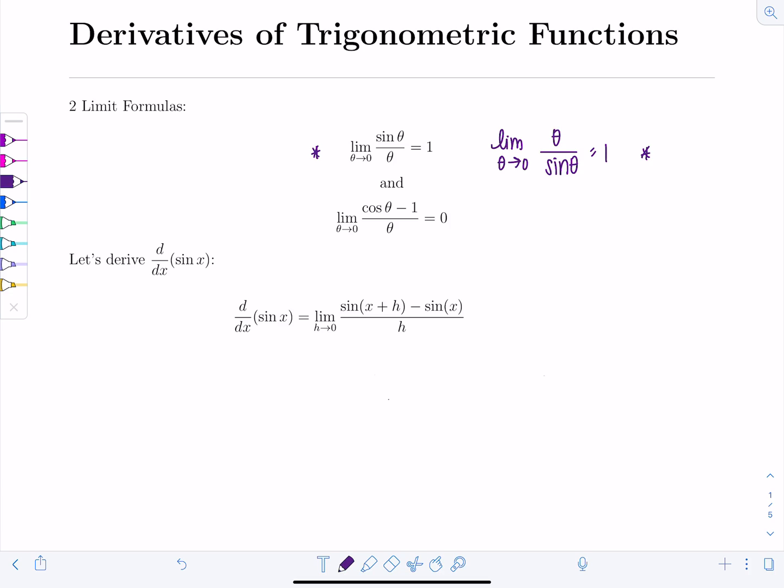So let's derive the derivative with respect to x of sine of x. Anytime we're working with trying to figure out the derivative of a new function whose derivative we don't already know or have a rule for off the top of our head, we got to go back to our definition that we used. Remember, we have the derivative with respect to x of sine of x would be the limit as h approaches 0 of sine of x plus h minus sine of x over h.